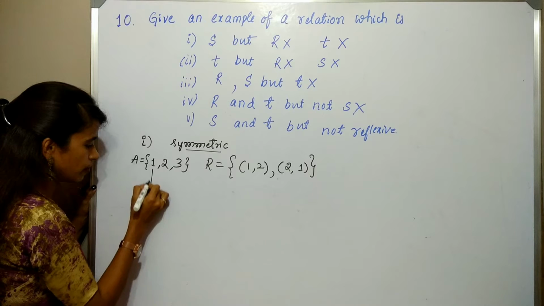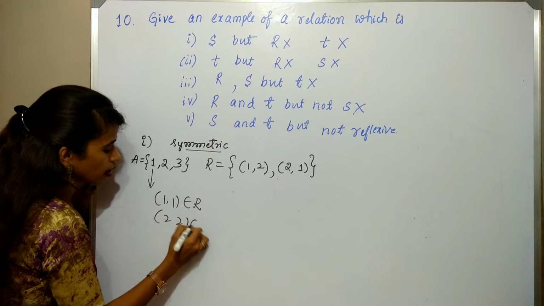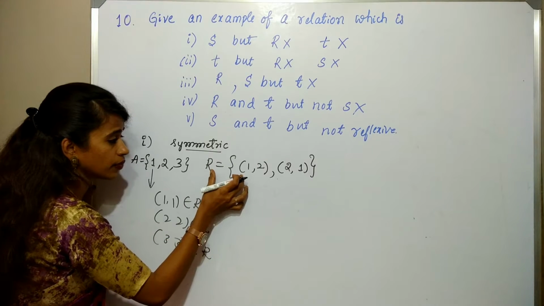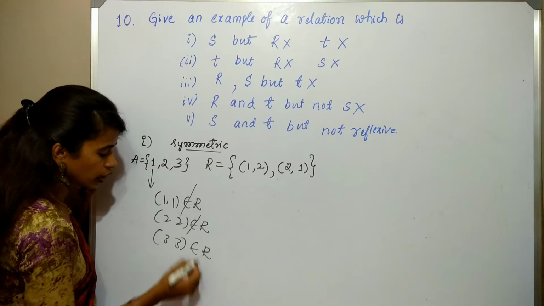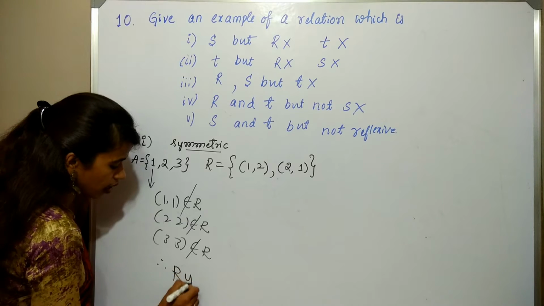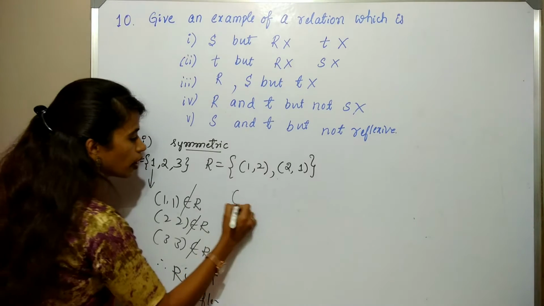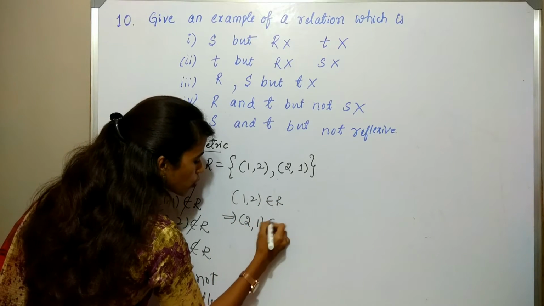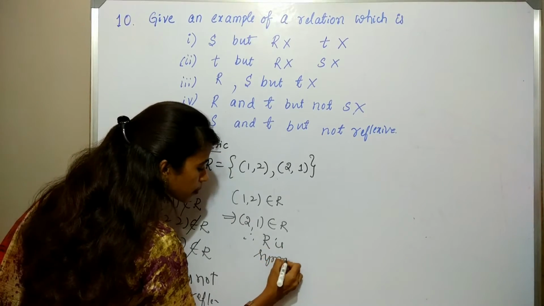Next, is it reflexive? To be reflexive, what should be? (1, 1) must be in R, (2, 2) must be in R, (3, 3) must be in R. But in this relation, I am taking that relation which does not contain (1, 1), does not contain (2, 2), does not contain (3, 3). Therefore, R is not reflexive. Here (1, 2) belongs to R. This implies (2, 1) also belongs to R. Therefore, R is symmetric. Okay.